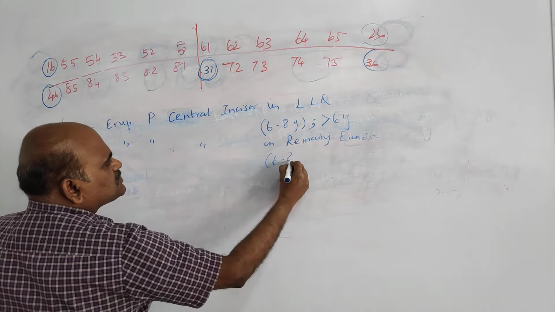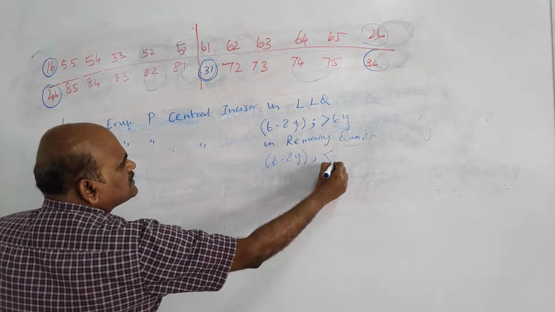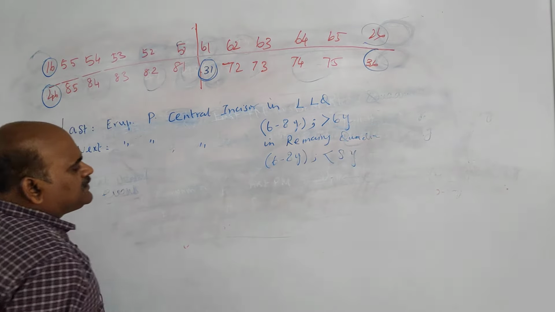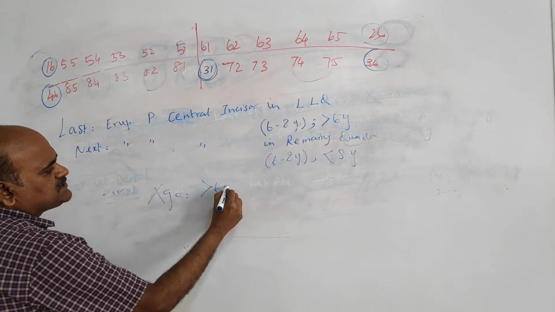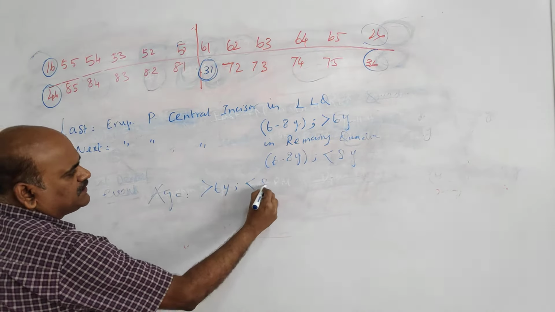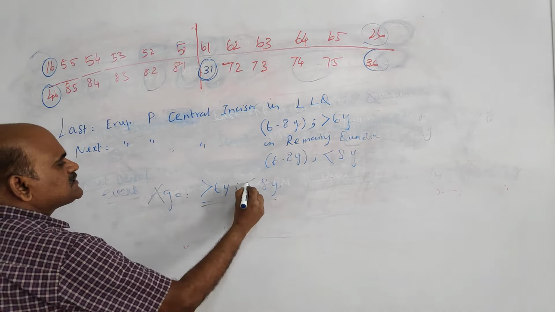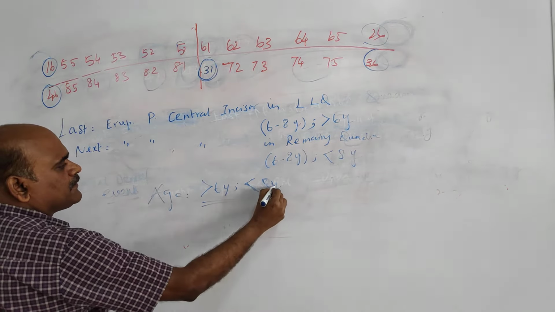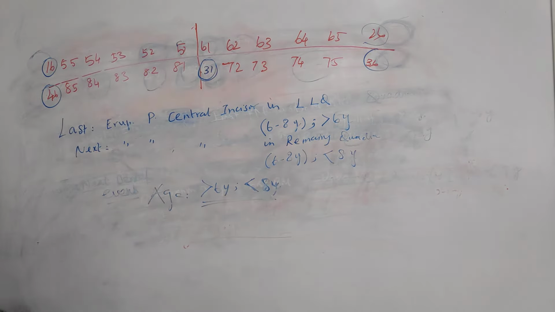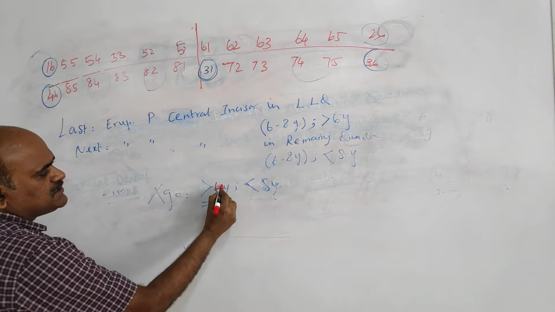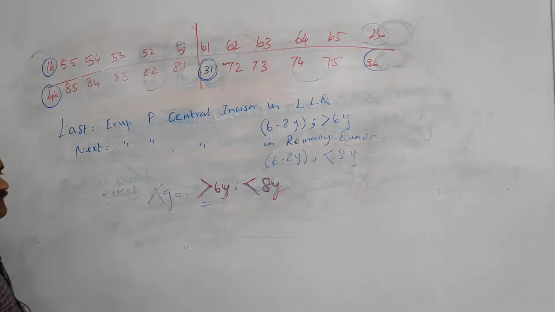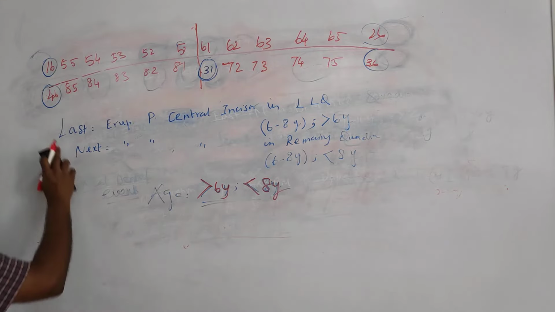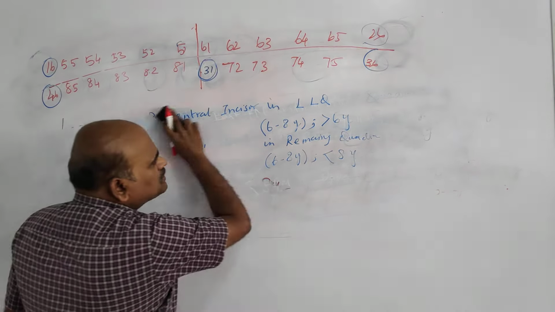So what is the normal age? 6 to 8 years. So age is less than 8 years. So what is the age now? More than 6 years, less than 8 years. Okay, so that is the age. For this chart, I think you have understood this.